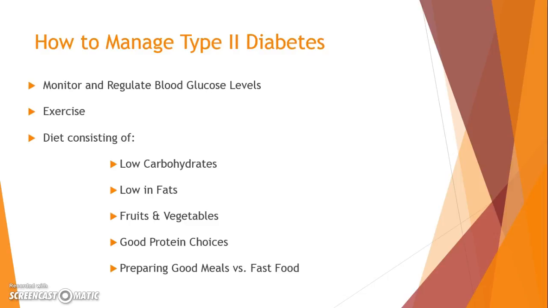So again, you want to monitor and regulate blood glucose levels by doing that daily. Some people have it really under control and they can get by doing it once a day. Other people need to do it 3 or 4 times a day, whenever you're going to eat something. Maintaining a healthy lifestyle with exercise and a diet consisting of low carbohydrates, low in fats, especially saturated fats, high in fruits and vegetables, good lean protein choices like turkey and chicken, and preparing good wholesome meals instead of running through the drive-through at McDonald's.